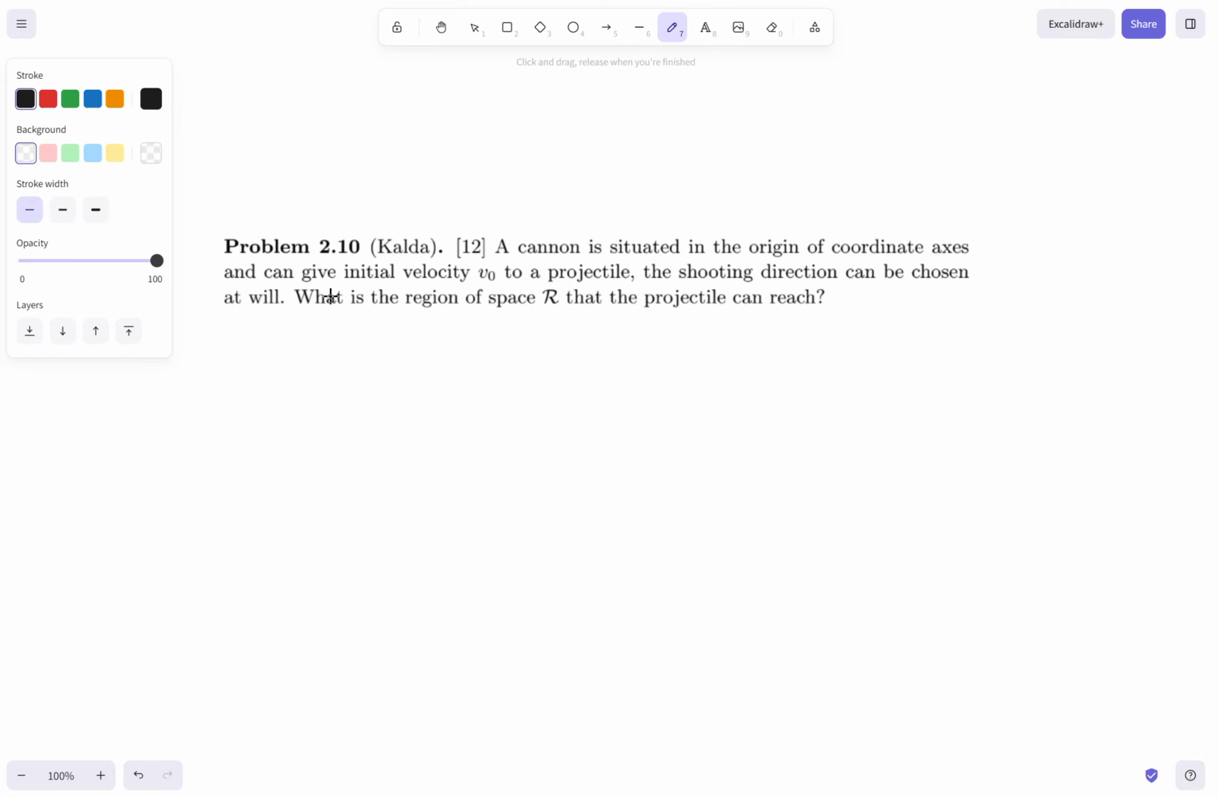We're doing Kalda again. Kalda's meant to be really difficult. The thing is, I've actually already done about 30 of these questions, so it's not really that bad.